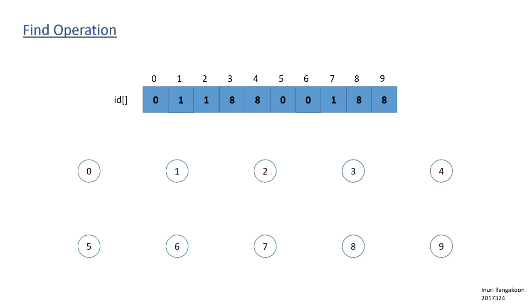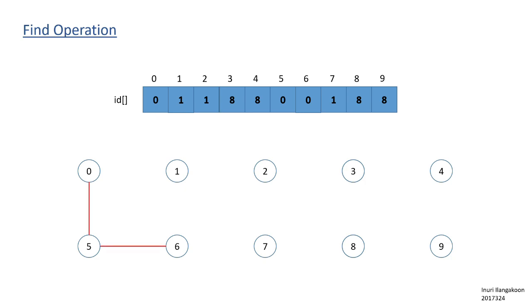Find operation. The two objects P and Q are connected if and only if their entries in the array are the same. For example, let's consider an array named ID of size 10 with the values 0, 1, 1, 8, 8, 0, 0, 1, 8, 8. As we can see, index 0, index 5 and index 6 have the same ID, 0, so they are connected.